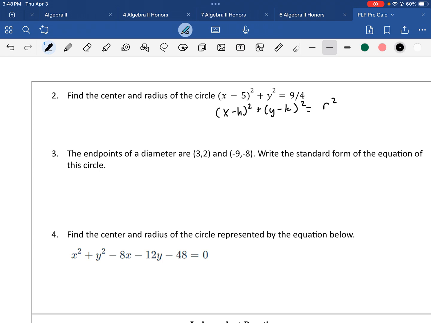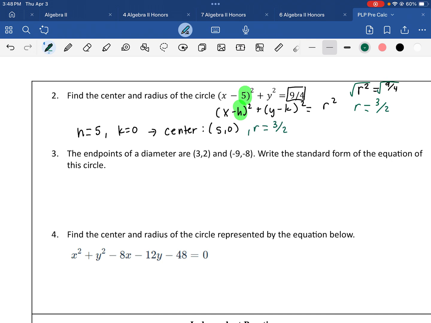Okay, so match up your pieces. We've got (x minus 5) squared, (x minus h) squared. So our h is 5. (y minus k) squared, we just have y squared, which means that our k is 0. So our center is at (5, 0). And then our radius squared, r squared, is 9 over 4. All we need to do to solve that is take the square root of both sides, and our r is 3 halves. So your radius is 3 over 2.